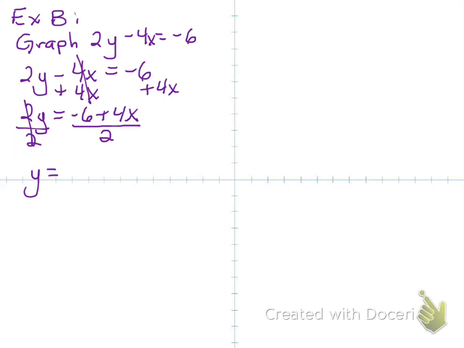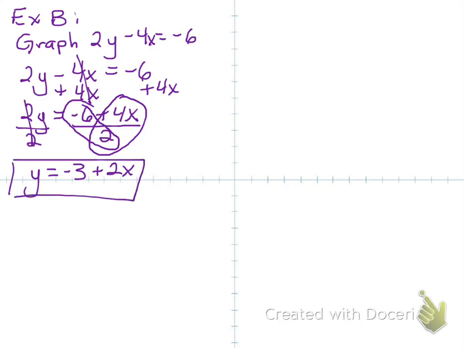And so, last test I gave you guys, I let you leave it like that. And I'm going to say, now you need to actually do some simplifying and use the fact that I can do -6 divided by 2. So I'm going to do that. -6 divided by 2 is -3. And then I can do the 4x divided by 2. And that is going to give me 2x, because 4 divided by 2 is 2. So now it is solved for y, so I can graph it.